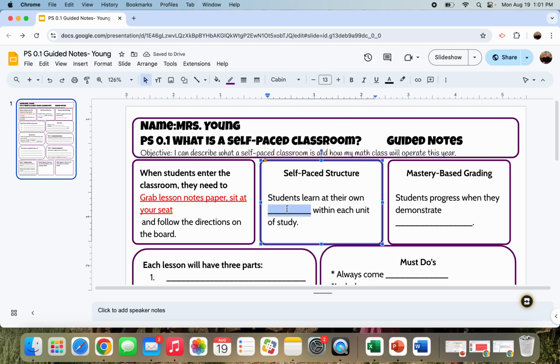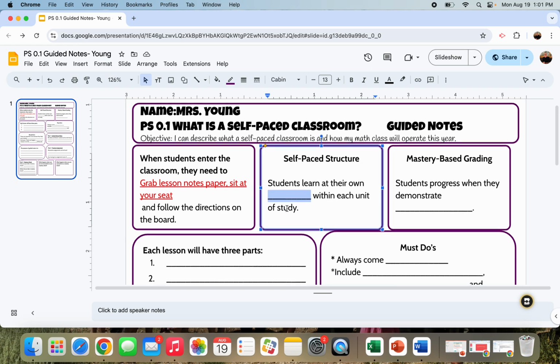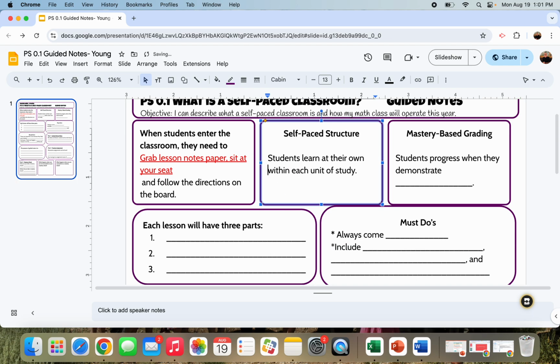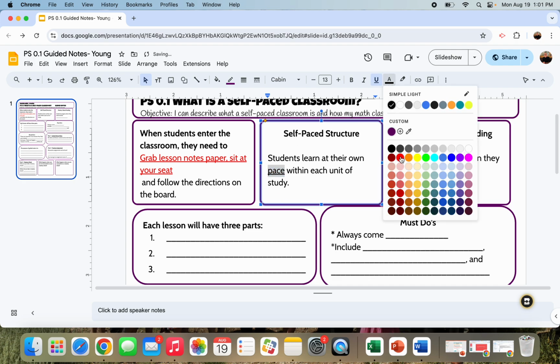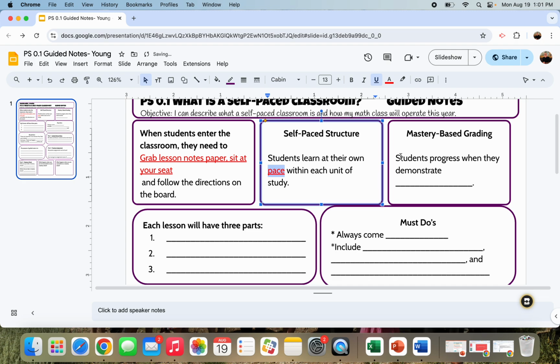Okay, students learn self-paced structure. Students learn at their own pace. So right here, you're going to write pace. This is the part that you don't have. Students learn at their own pace. So maybe some people go through the lesson video quickly, or some people go through it slowly, pause, rewind if they miss something, or they just keep going, whatever pace they need to so they can understand.